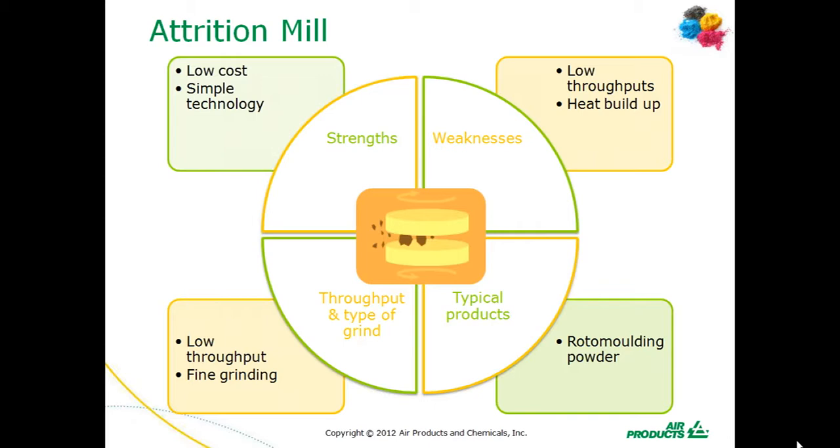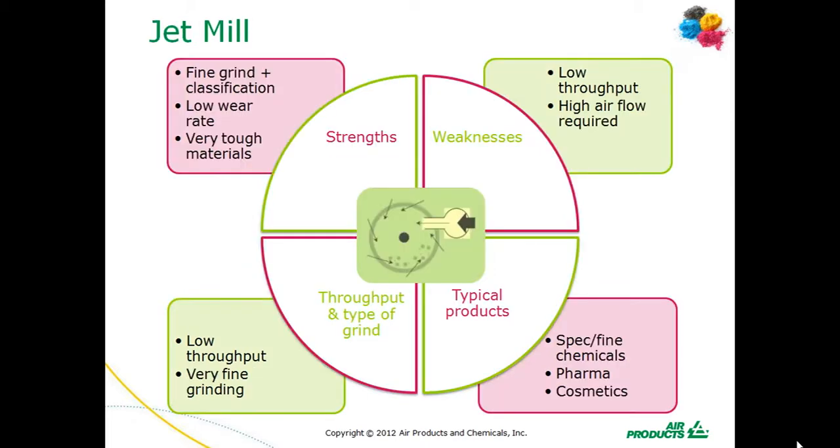Attrition mills can be a low-cost and simple grinding technology that can provide fine grind, but are often at low throughput rates. An attrition mill normally consists of two serrated discs which the material to be ground is fed into. They can suffer from heat buildup between the attrition discs due to low airflows. Attrition mills are often used to grind rotational molding type plastics.